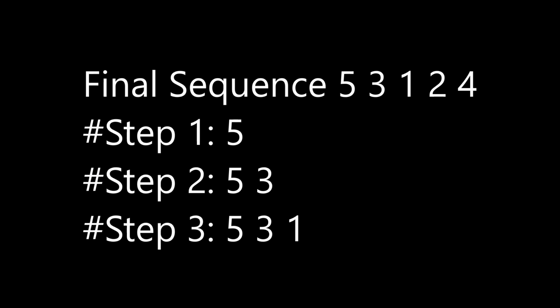To explain the main idea, we will generate a random sequence. This is the final one, for example, 5, 3, 1, 2, 4. The player does not start with this one, just a subset. In this case, it would start with step 1, which is 5. Then step 2, which is 5, 3, and so on and so forth.